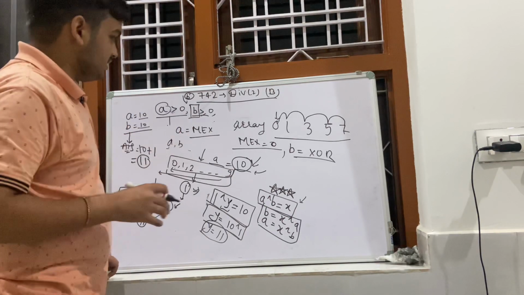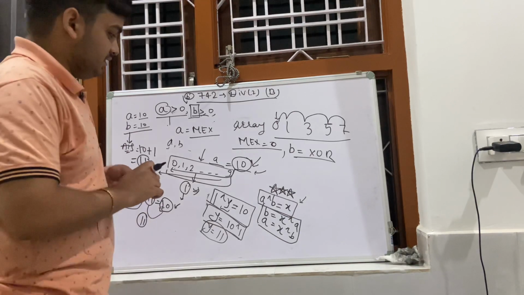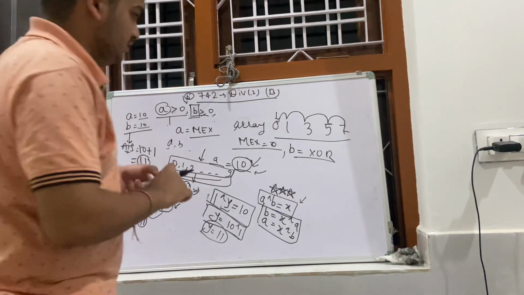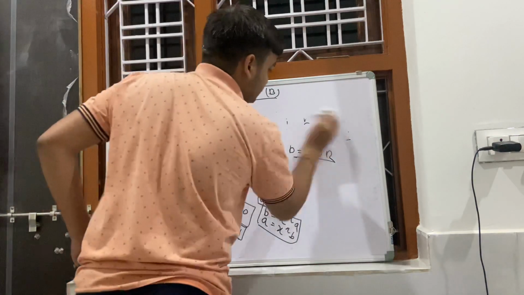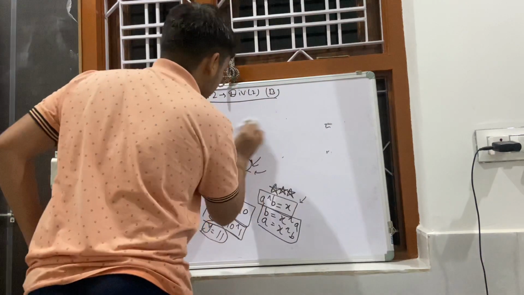But there are some edge cases. So I need to find those edge cases. What will those edge cases be?